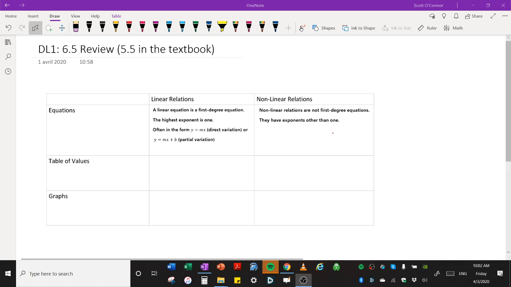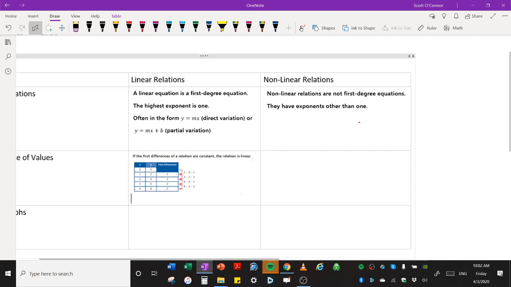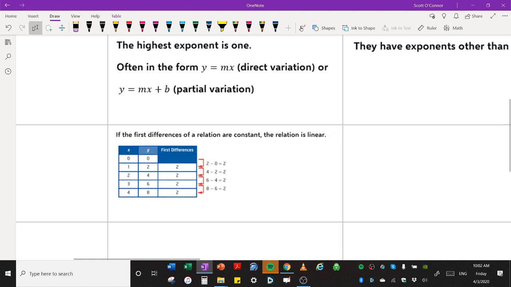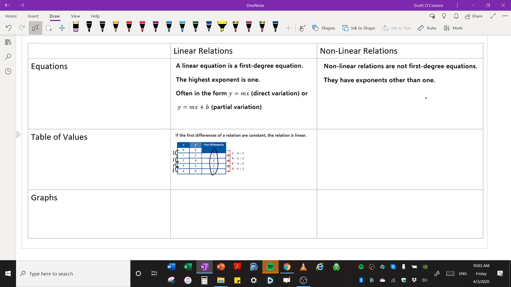For tables of values, you can tell if a table of values represents a linear relation if the first differences are constant. I'll just make that a little bit bigger for you to be able to see. And you can see on the left-hand side, the first differences are all 1. And then you can see on the right, in the right column, the first differences are all 2, and we got the first differences by subtracting the previous value. So 4 minus 2 is 2, 6 minus 4 is 2, 8 minus 6 is 2. We can see the first differences are constant. They are all the same, and when that is the case, that means the table of values represents a linear equation. What about a nonlinear relation?